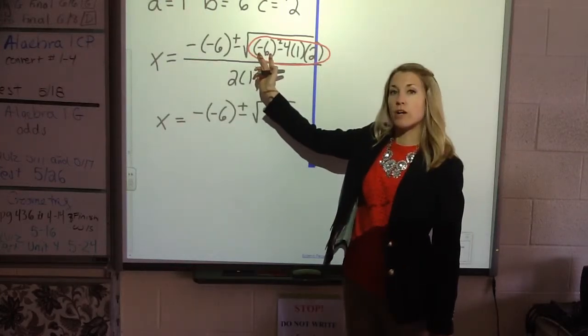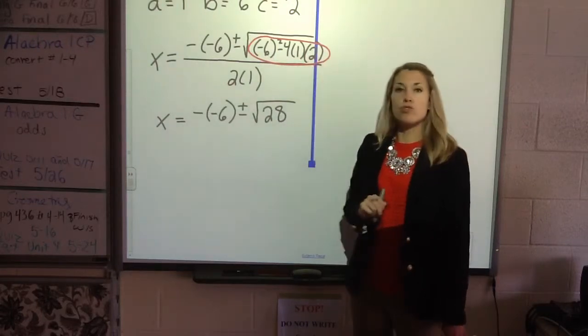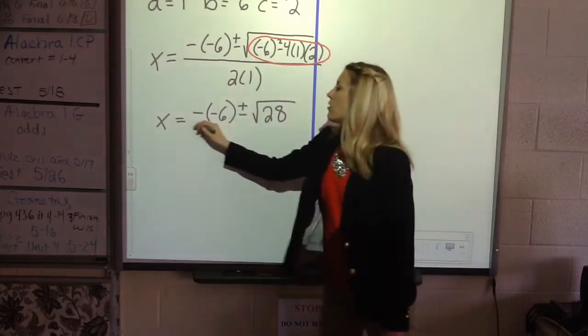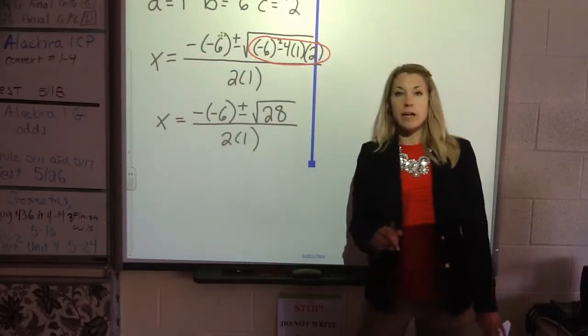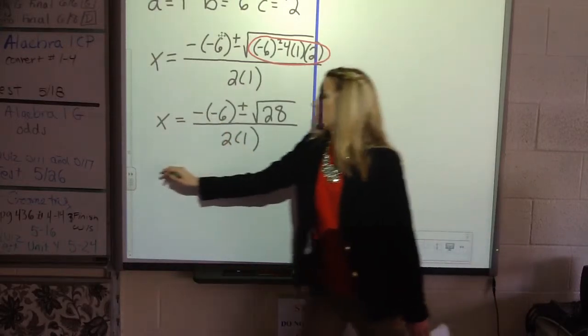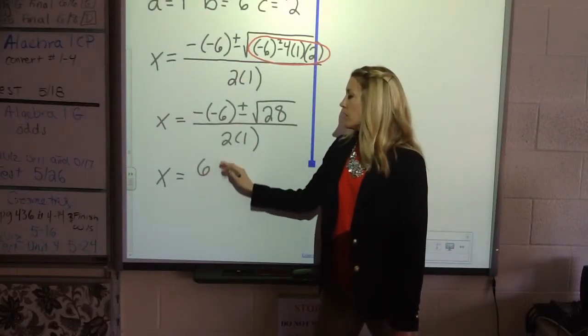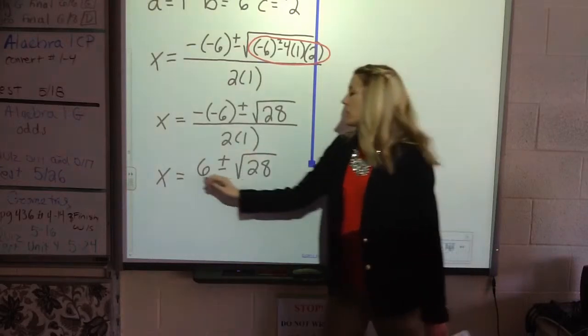Negative 6 squared is 36. 4 times 1 times 2 is 8. 36 minus 8 is 28. All over 2 times 1. Next, what I'm going to do is simplify these two things. Negative 6 is positive 6. 2 times 1 is 2.